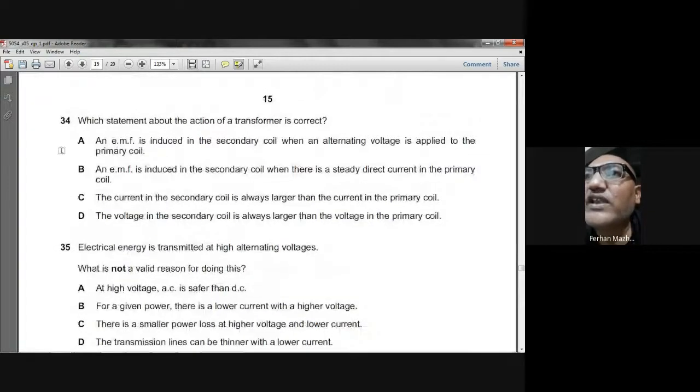On your screen, question number 34 is showing up. Which statement about the action of a transformer is correct? The transformer is basically used to step up the voltage or step down the voltage. Okay, that's the basic function. You must have seen transformers in your street. Have you seen the transformers?